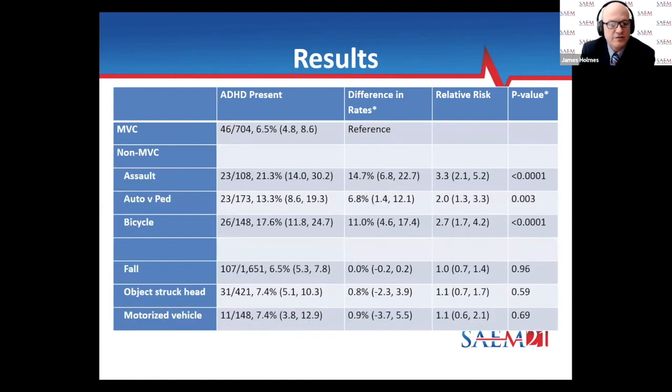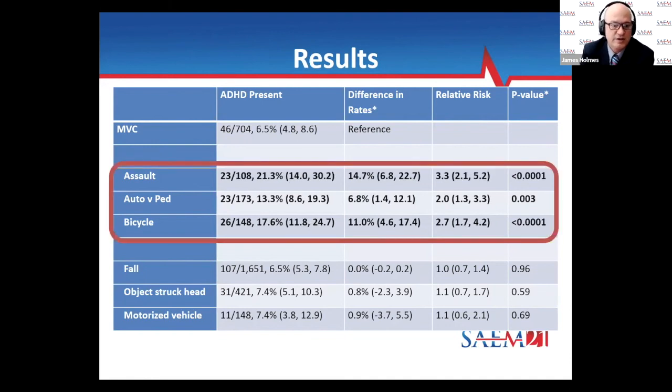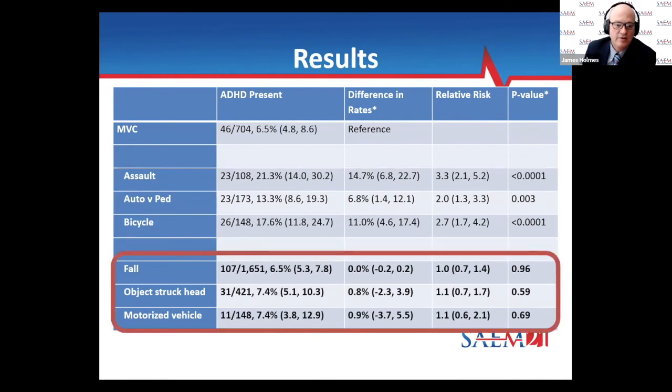However, when we compared the rate in the motor vehicle collision, which was 6.5%, with specific mechanisms, we noted that several mechanisms of injury had significantly higher rates of ADHD. That included assault, auto versus pedestrian, and bicycle injuries. And those differences in rates ranged from 7 to 15% more in those three mechanisms. However, for falls, object strikes head, and motorized vehicles such as motorcycles or ATVs or go-karts, there was no difference in the rates.